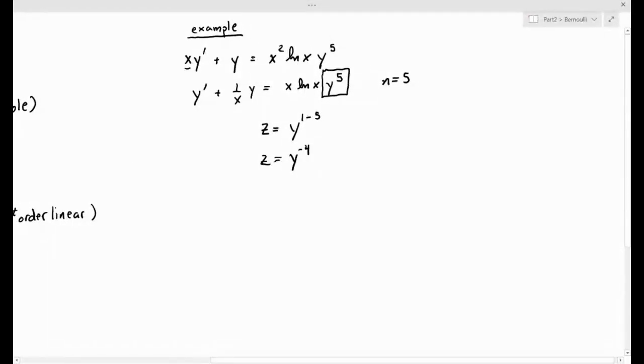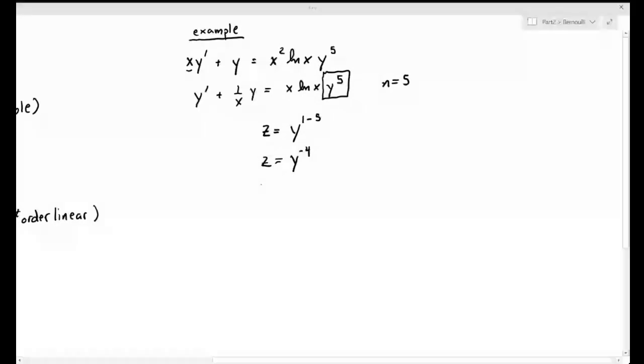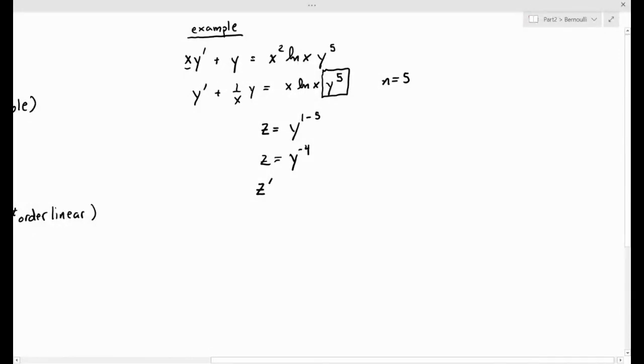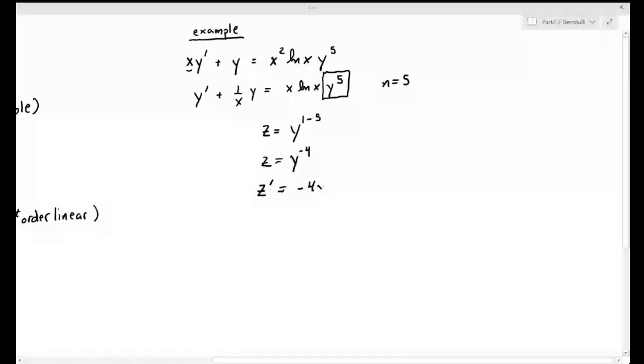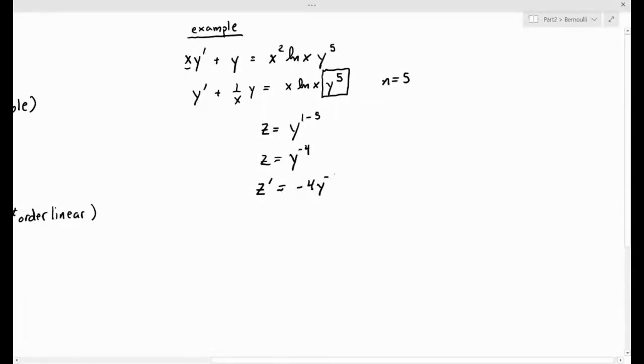Okay. Now, to do a change of variable in differential equations, you also have to find derivatives. We're going to find the derivative of z. And recall that here the independent variable is x, so we're differentiating with respect to x. And then, because y is a function of x, we can't forget that we use chain rule.